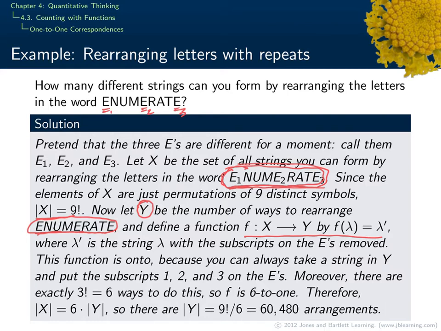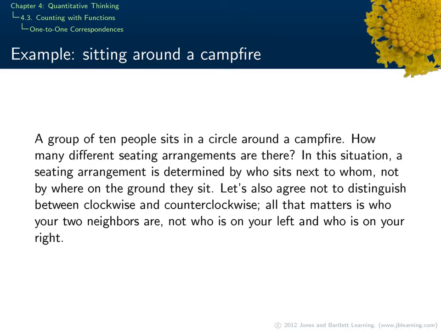But we know that x is 9 factorial. So that means 9 factorial is 6 times as big as y. And so that means that the size of y, that is the number of different ways to scramble the letters in the word enumerate, is 9 factorial divided by 6. So that turns out to be 60,480 arrangements. So here we have another application of this n-to-1 function business as it applies to counting.